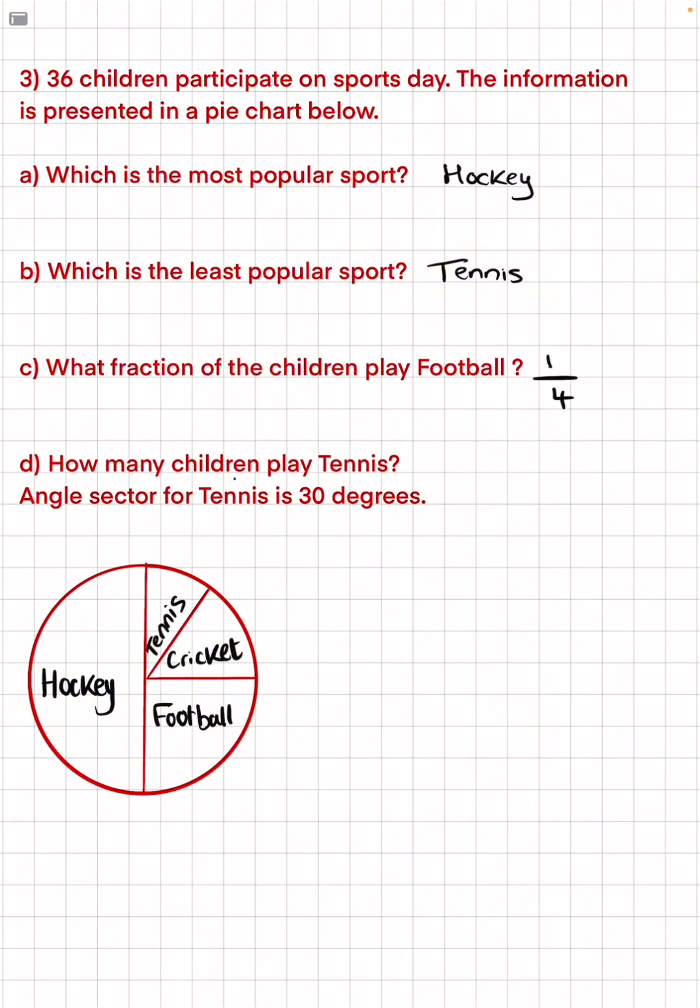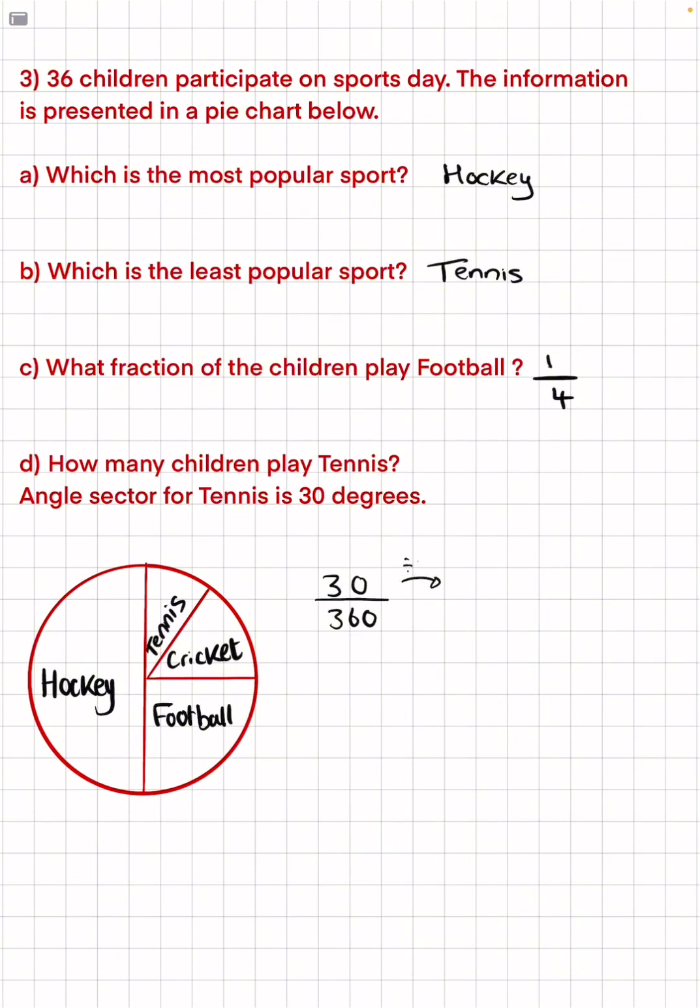Part D says how many children play tennis. The angle sector for tennis is 30 degrees. The whole pie chart is 360 degrees. The fraction is 30 over 360. To simplify this fraction, we need to find the largest number that will divide into both numbers. The largest number that will divide into both numbers is 30.